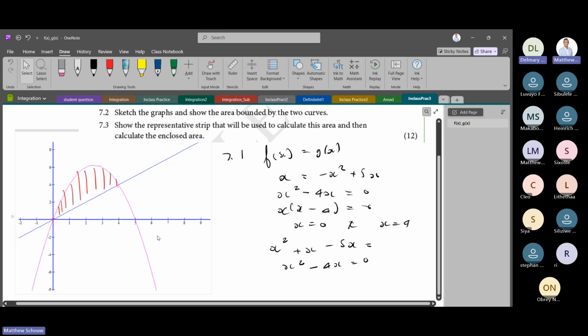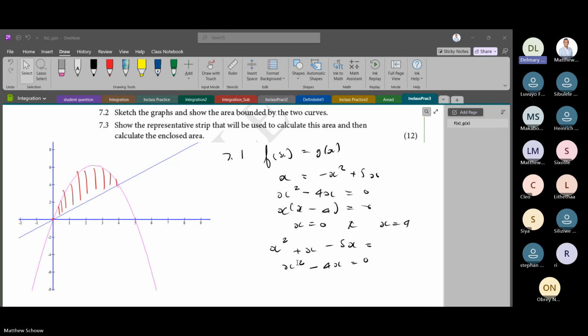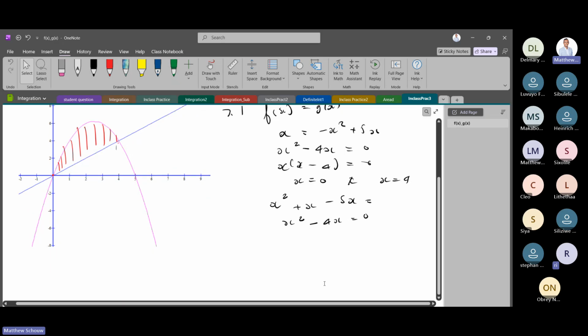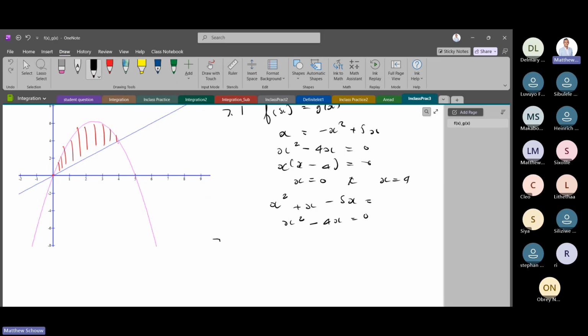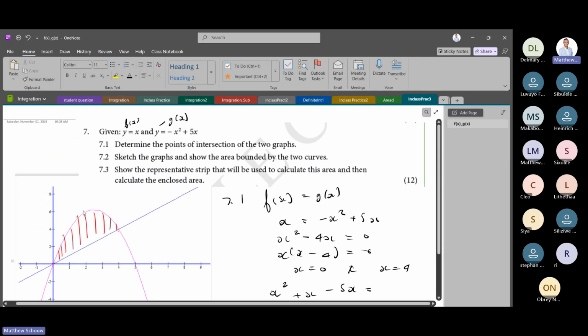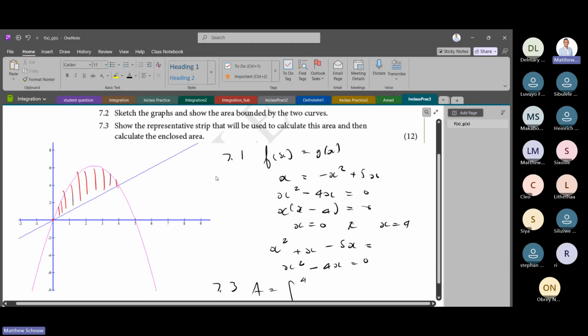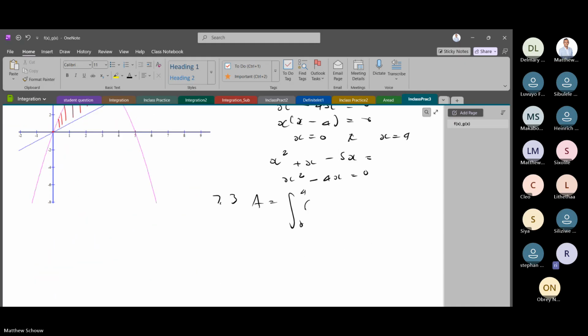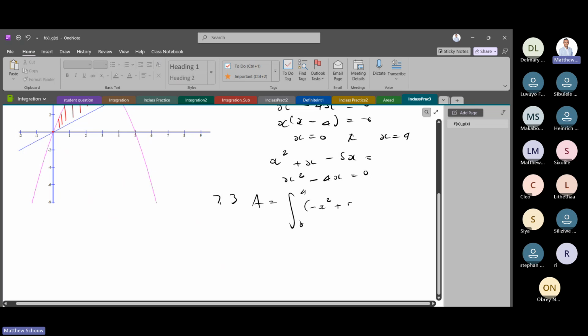So the answer for the area is minus 9.333 units squared. No, it's not. Off somewhere. So I'll set up 7.3 for you, if others haven't done it. Area should be from 0 to 4. And remember, the top graph minus the bottom graph. So it's going to be minus x squared plus 5 minus x. Am I right? Is that correct?